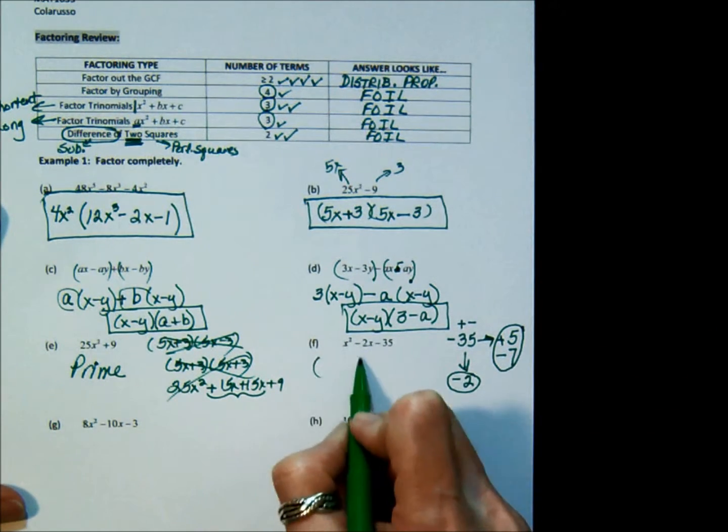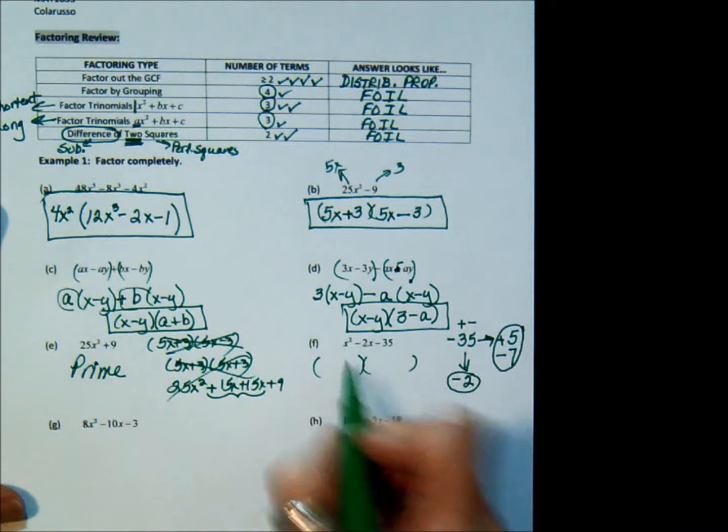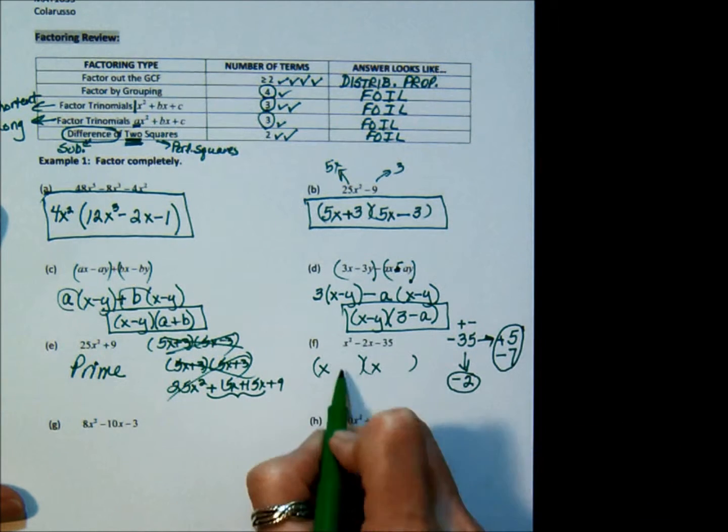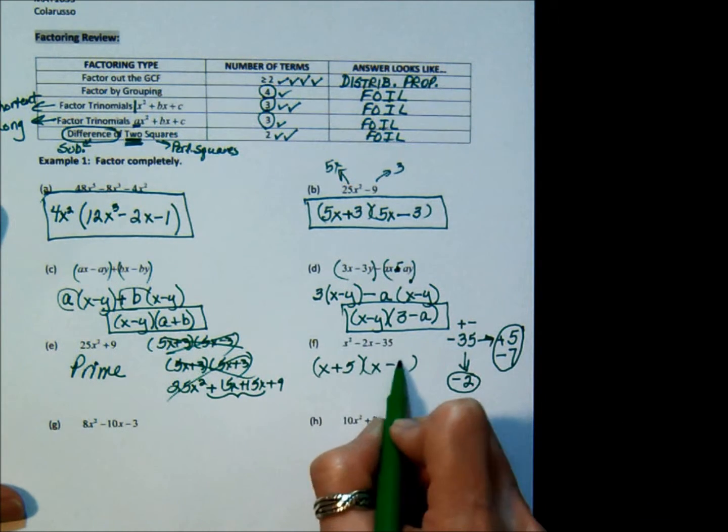So when I go to make the FOIL, to get an x squared, I need an x times x, and then I need a plus 5 and a minus 7.